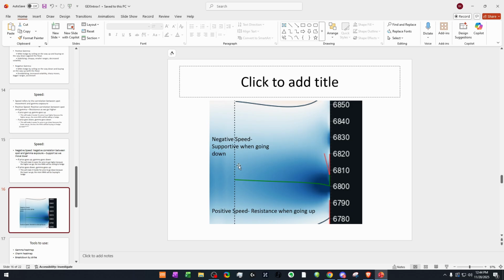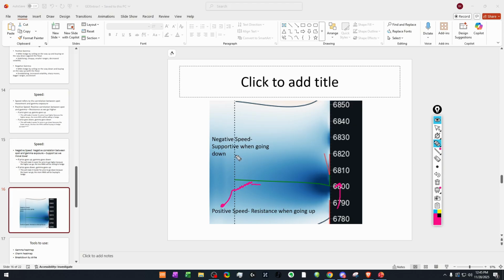And a little display here. So if price is here, we're in a positive speed environment. The overall backdrop is blue, so we know we're in positive gamma, but we're also positive speed. So as price is moving up, gamma is moving up, as shown by the darker blue color. So as we go up, market makers are selling more and more. So it's going to be harder to go up than it is to go down.